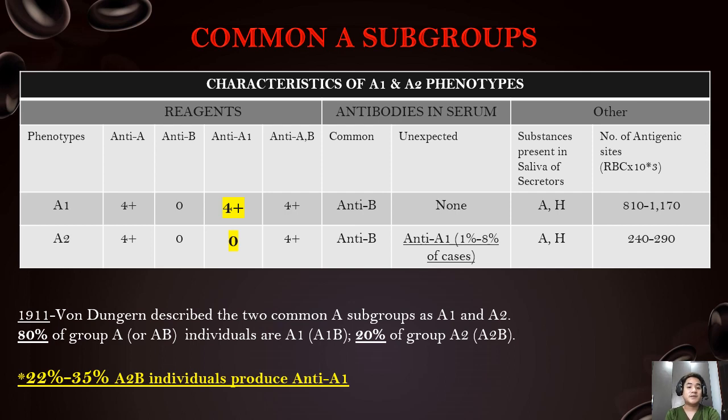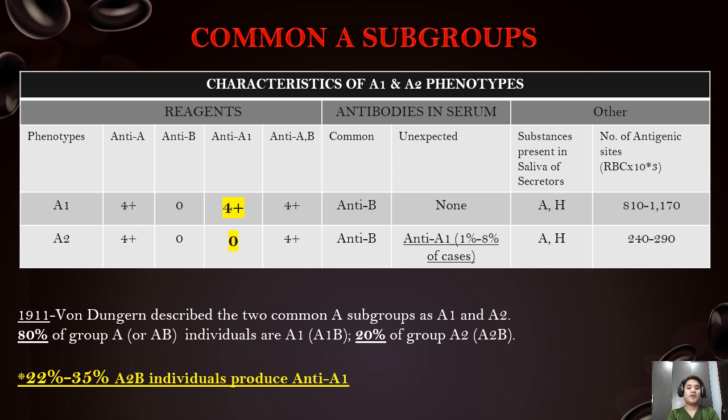Both phenotypes exhibit a strong agglutination reaction with anti-A, and since both are blood group A, it means they lack the B antigen, resulting in a negative agglutination with your anti-B reagent, while the expected or common antibody present in serum is predictably anti-B. So that's one more practical application of your Landsteiner rule.